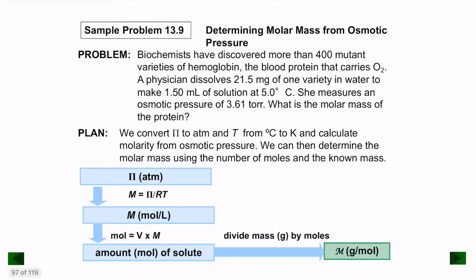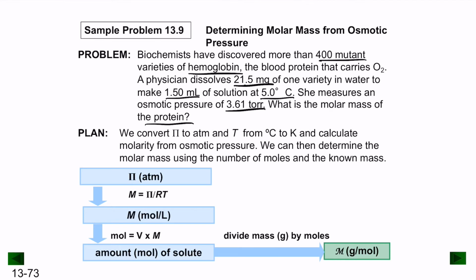So let's take a look at a problem and try to solve it. Biochemists have discovered that there are 400 mutant varieties of hemoglobin, the blood protein that carries oxygen. A physician dissolves 21.5 milligrams of one variety in water to make 1.50 ml of solution at 5 degrees centigrade. She measures an osmotic pressure of 3.61 torr. What is the molar mass of the protein?